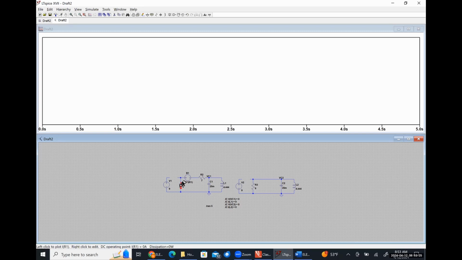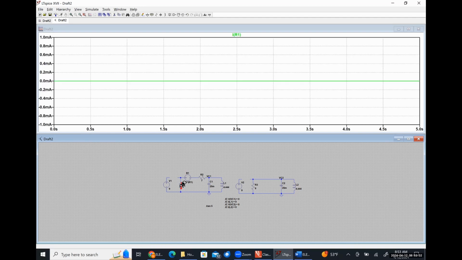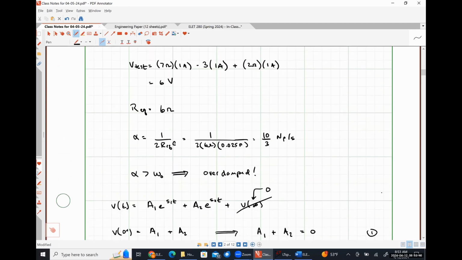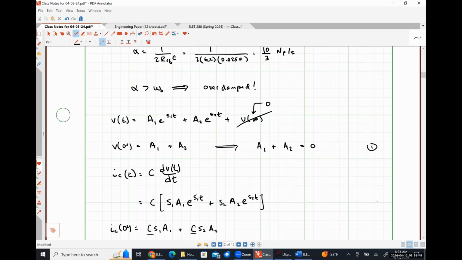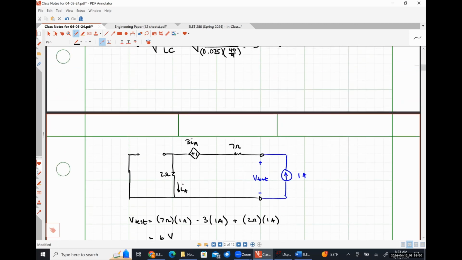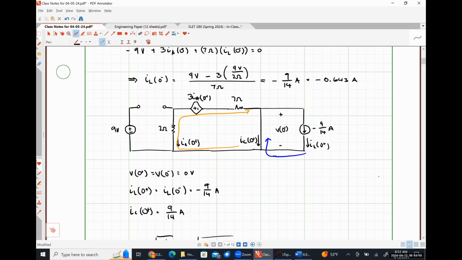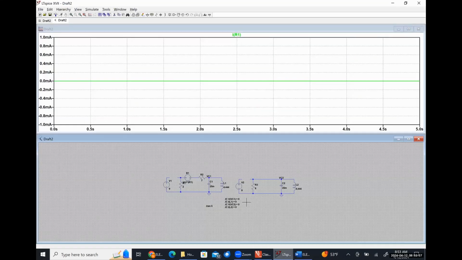So my arrow is pointing down, so that's good. That means I don't need to change signs on anything. Hold on, I feel like I messed up my initial conditions. I definitely did. The current should have been -9/14 of an amp. So let me go back and fix those.